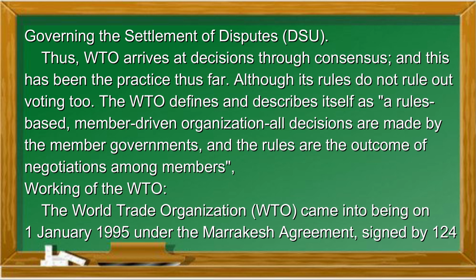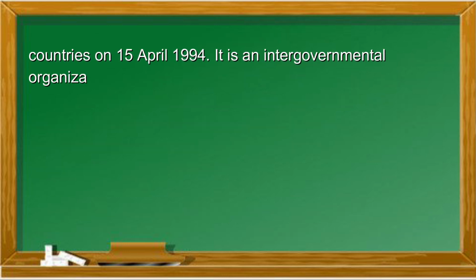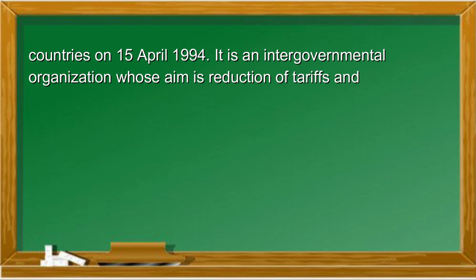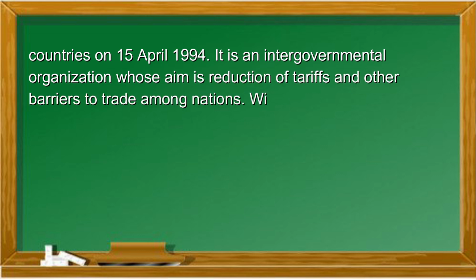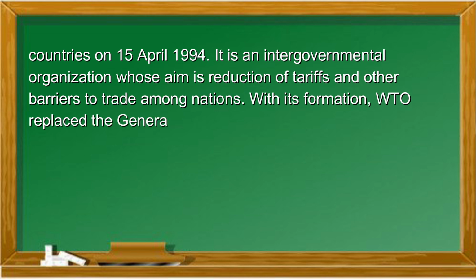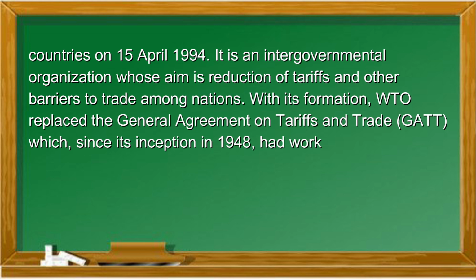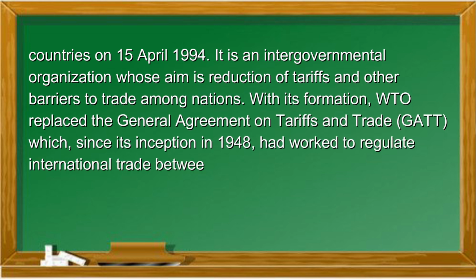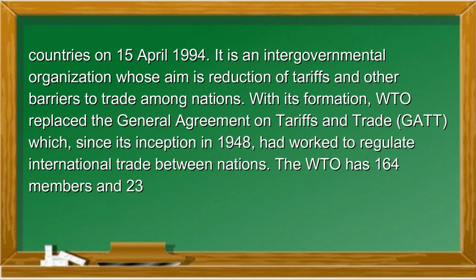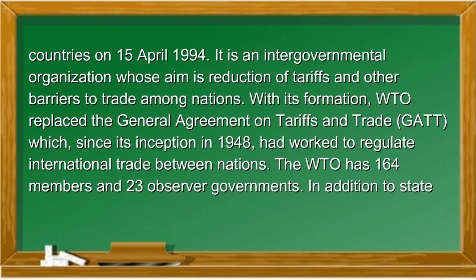Working of the WTO. The World Trade Organization, WTO, came into being on 1 January 1995 under the Marrakesh Agreement, signed by 124 countries on 15 April 1994. It is an intergovernmental organization whose aim is reduction of tariffs and other barriers to trade among nations. With its formation, WTO replaced the General Agreement on Tariffs and Trade, GATT, which, since its inception in 1948, had worked to regulate international trade between nations.